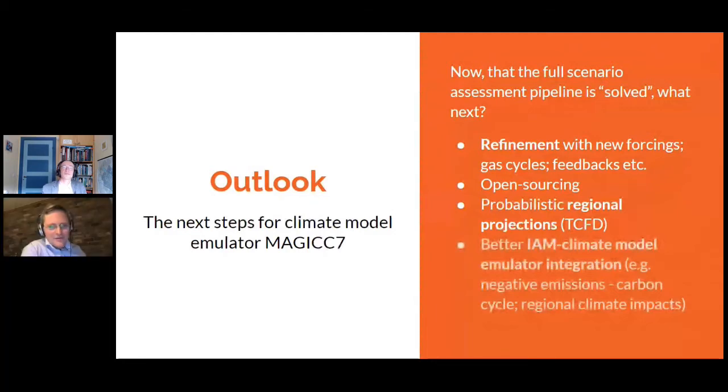It's just what emulators are going to do next. There's the refinement with the new forcings, open sourcing, the probabilistic regional projections are important, especially in terms of TCFD, and then the better EIM climate model emulator integration, for example, for net negative emissions and particularly in the carbon cycle parts and also with the regional climates.